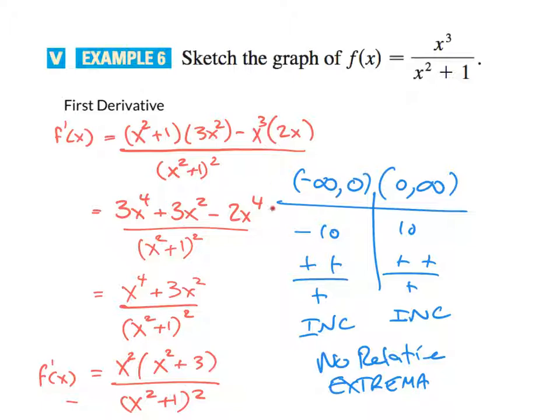And when I set up my table, I do what I always do. So negative infinity to 0, from 0 to infinity. I have a negative value and a positive value. But really, because of all of these squares, I'm always going to end up with positive values. So what that tells me is, number 1, my function is increasing everywhere. And number 2, I have no relative extrema. Go ahead and take the second derivative now, and we'll do the same thing we've been doing.